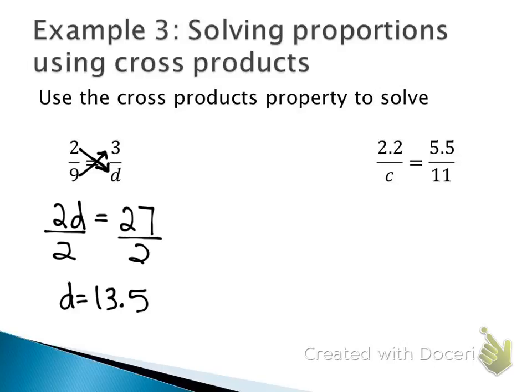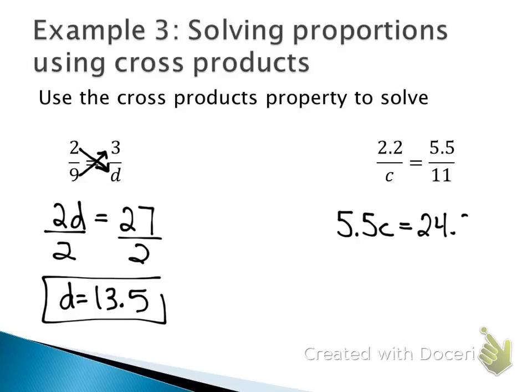Okay, I want you to try to set up this second one over here. Use your cross products to set up an equation, and then if you feel like you can, go ahead and try to solve. All right, so what did you find for the equation? Okay, so what I have is 5.5c equals what? What's 2.2 times 11? 24.2. Okay, then anybody divide? What did you divide by? 5.5. And c equals 4.4. Anybody get it right? Good. All right, let's practice 2 of them.